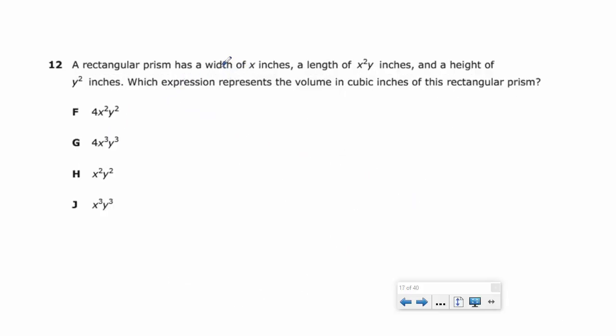Number 12: a rectangular prism has a width of x inches, a length of x squared y inches, and a height of y squared inches. This is actually only complex because you have to know what a rectangular prism is. It's a three-dimensional solid. You draw a rectangle, and then I'm going to try to draw a rectangle-shaped box, which is called the rectangular prism. There are three dimensions to this: a length, a width, and a height.